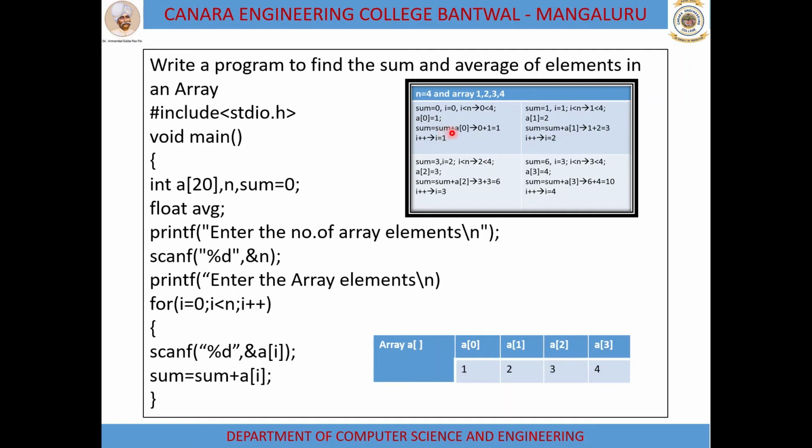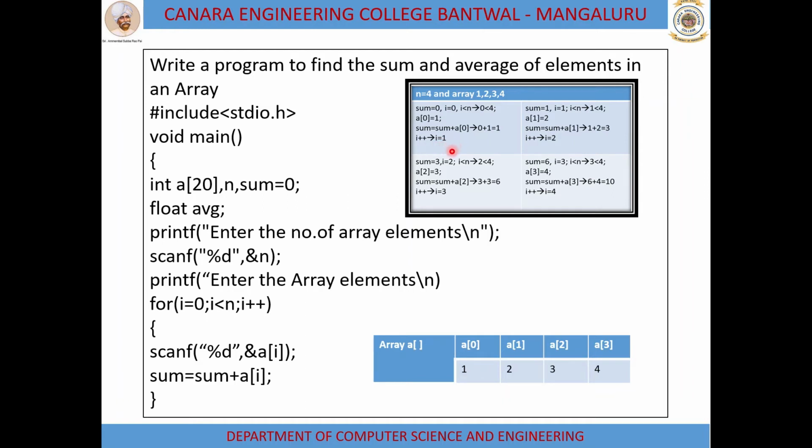Now sum equal to sum plus A of I. Sum I have initialized to 0. So 0 plus A of 0. The value I have stored in A of 0 is 1. So sum equal to sum plus 1, 0 plus 1, and 1 will be stored in sum. Again the control will move back to the for loop. Updation takes place.